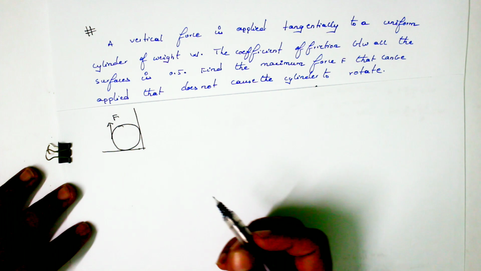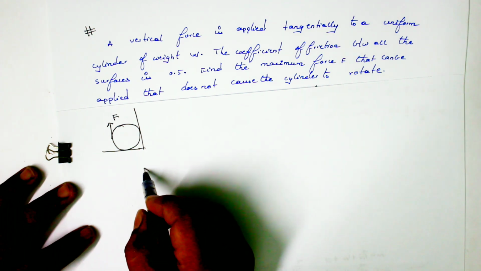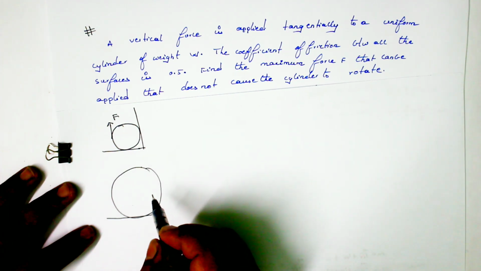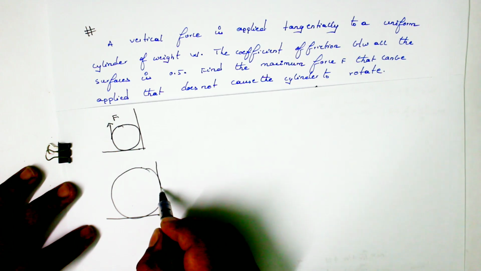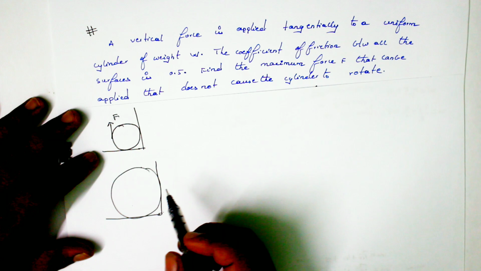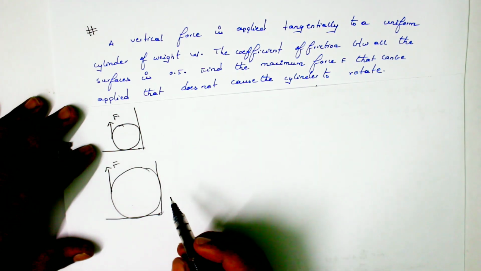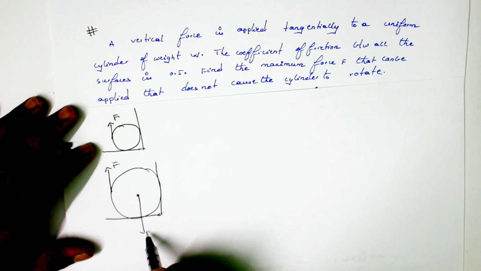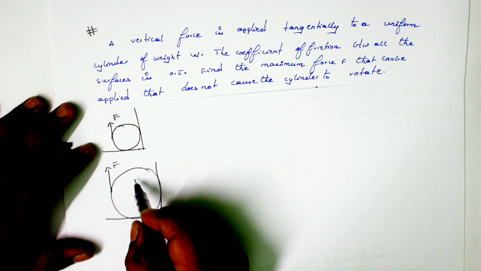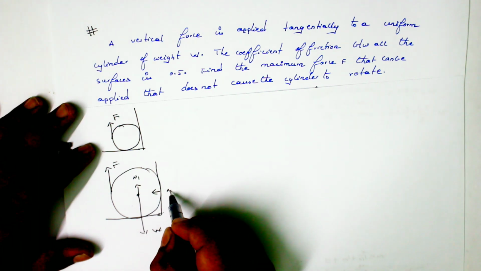Now if I draw the free body diagram of this given diagram, this is how I can draw it. So this is the ground and this is the vertical wall to which this cylinder is touching. Therefore this is the force which I have to apply, and the weight W is acting downwards, normal reaction N1 will be acting upwards, and this is normal reaction N2.